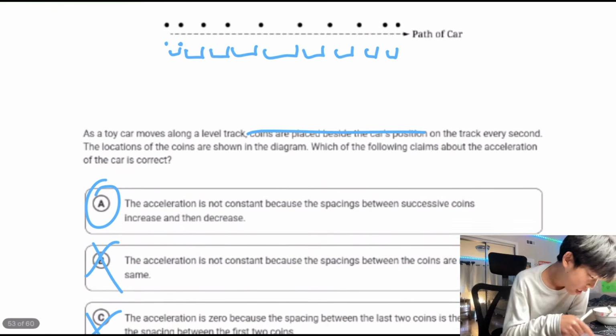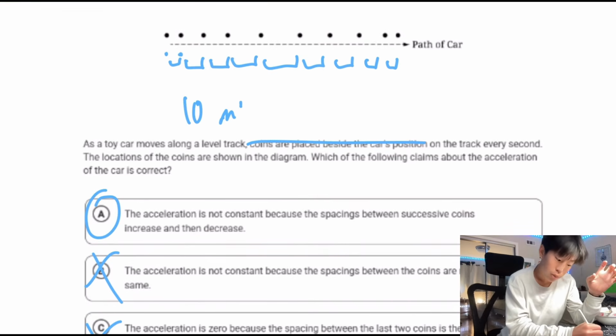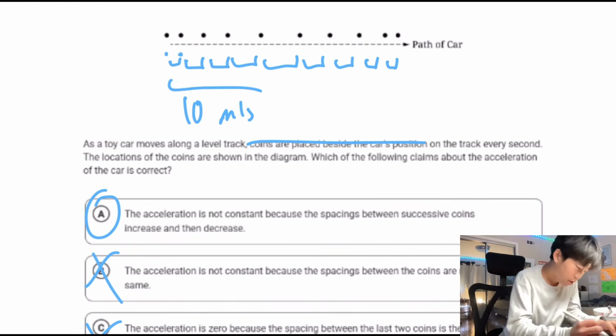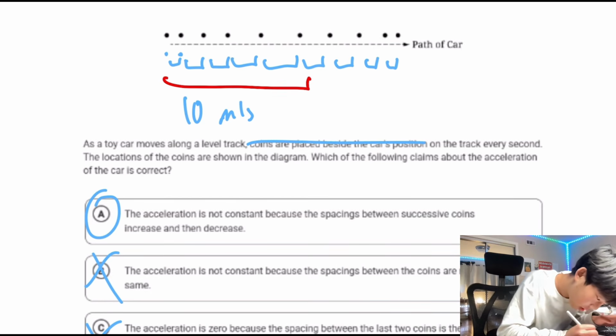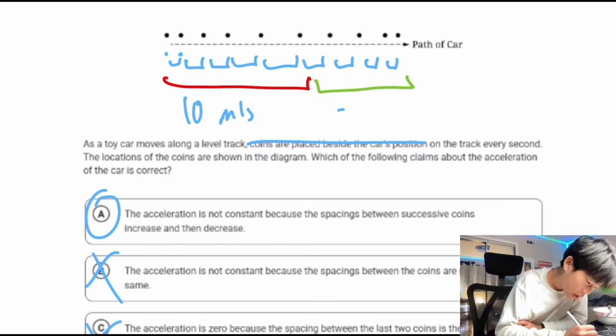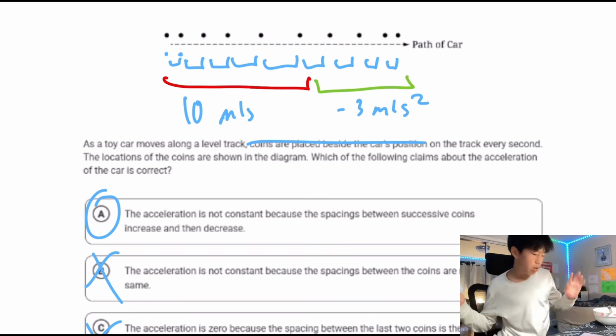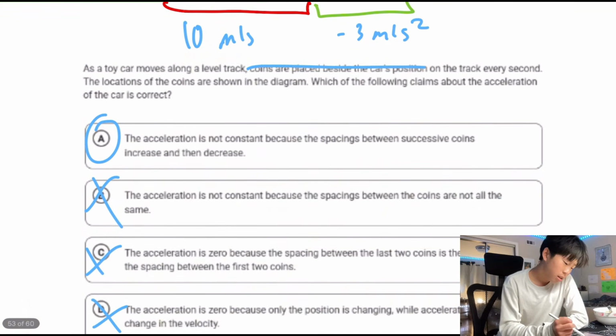Because it increases and then it decreases, which means the acceleration went from like 10 meters per second squared over here. Let me just make it different for you small brains. Sorry, okay. I'm with you guys, because that was me. And then over here, it decelerates, so it goes to like -3 meters per second squared. Am I clear? I know B looks tempting.